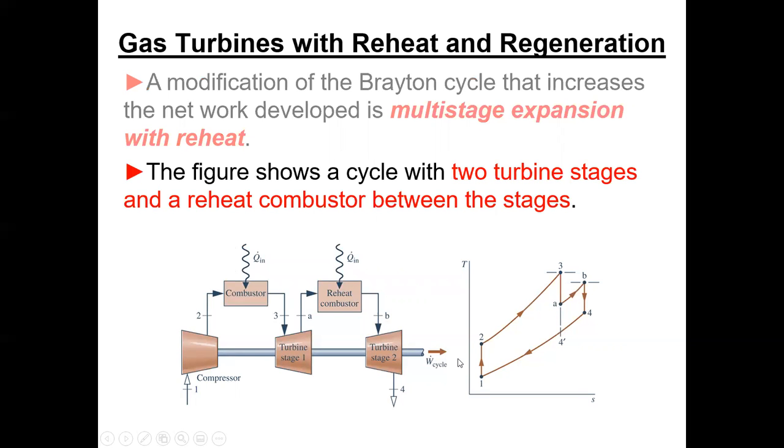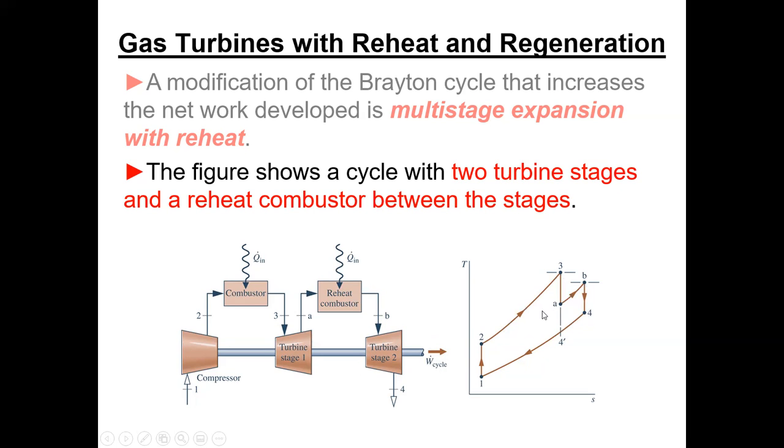Okay. The figure shows a cycle with 2 stages. Basically, we go into the first turbine at 3, and we come out at A. If we only had 1, we'd have to drop all the way down to 4 prime. But with the reheat combustor, we go from A to B, and then from B down to 4. So you can see the net work of the cycle is going up.